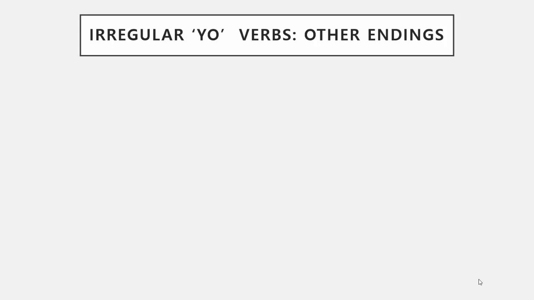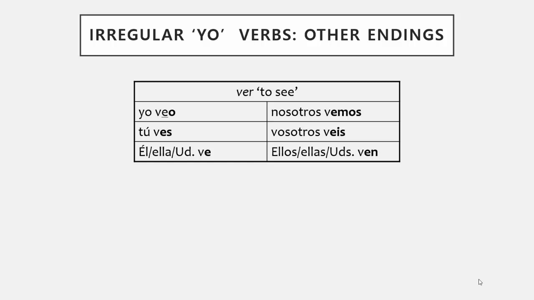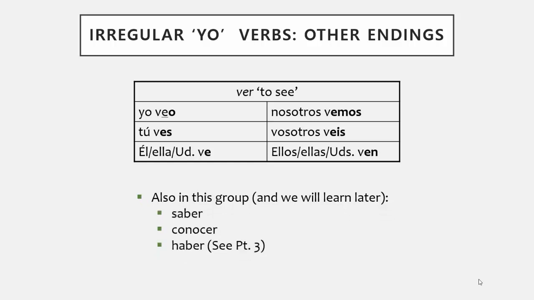They simply have a slight peculiarity in their yo form. For now, we will learn only one, ver, to see. As you can see, no pun intended, the only peculiarity of the yo form is that it has the e. It's still in the conjugation. It is not vo, rather veo. Otherwise, the verb conjugates like a typical ER verb. There are a few other verbs in this group, but not many. Saber, conocer, and haber are all verbs that we will see in later videos. For now, we just need to learn ver.